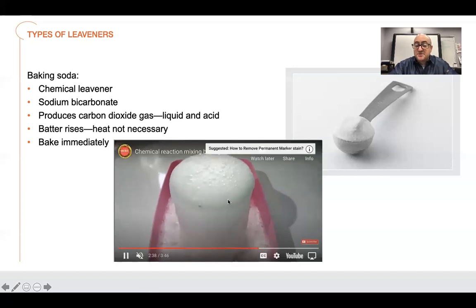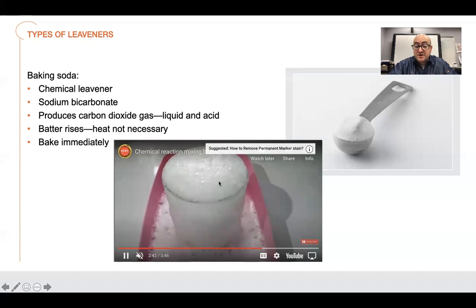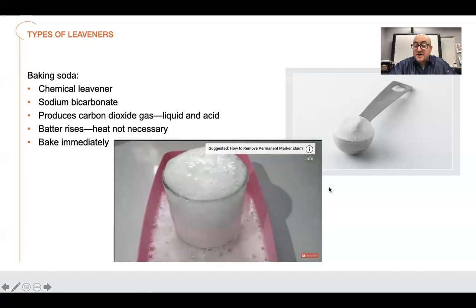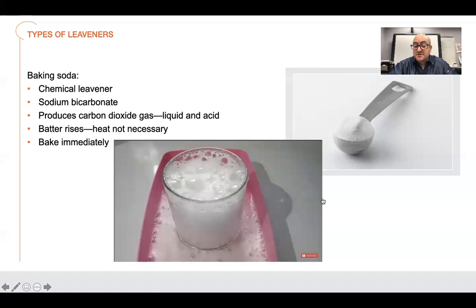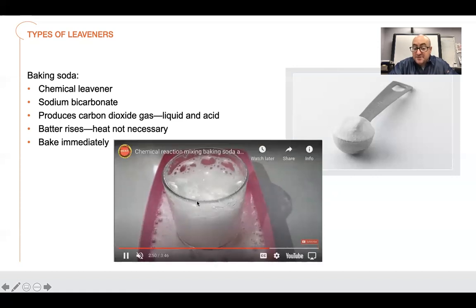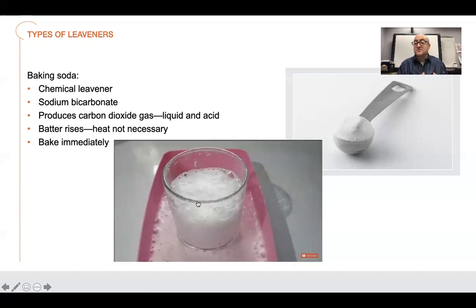But watch, because after a little bit, once this reaction occurs, it's going to dissipate. It's just going to go completely away. See how it's starting to slow down? That's the same thing that happens in your batters. So the good thing with having a batter is it traps a lot of that gas in there, but you have to cook them pretty quick.